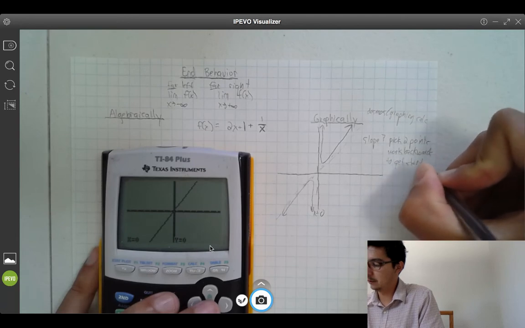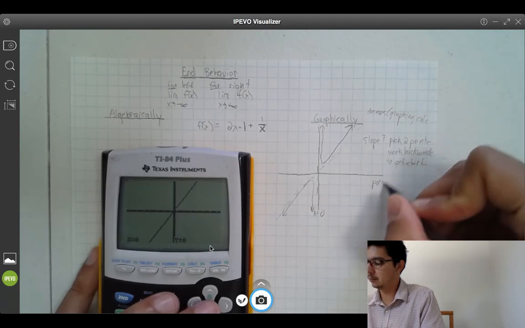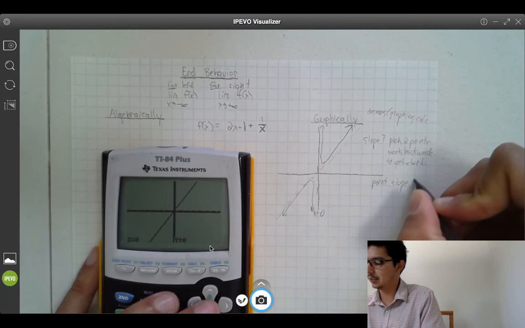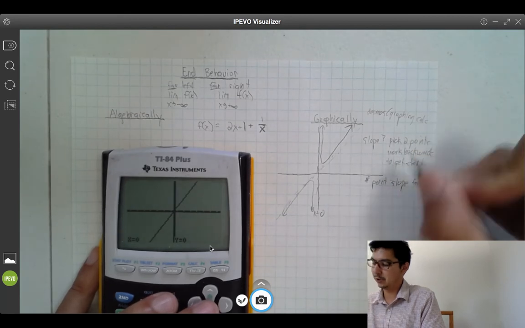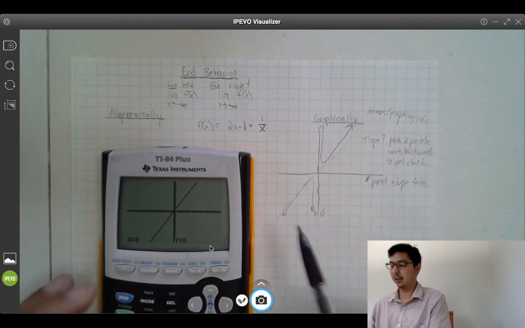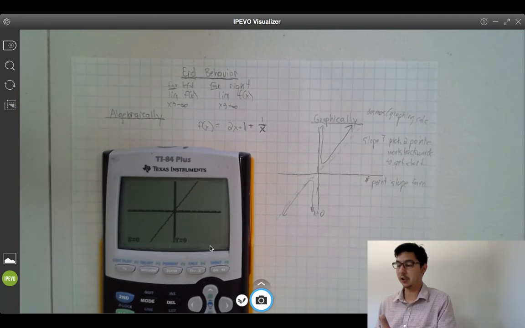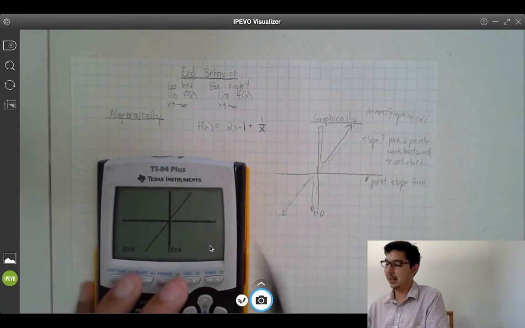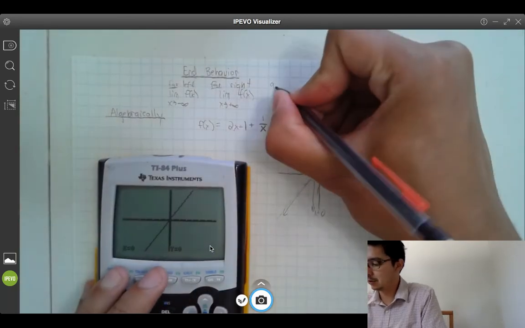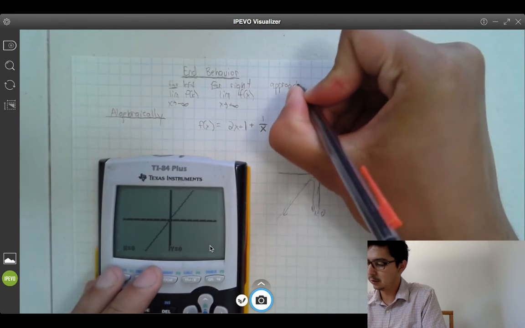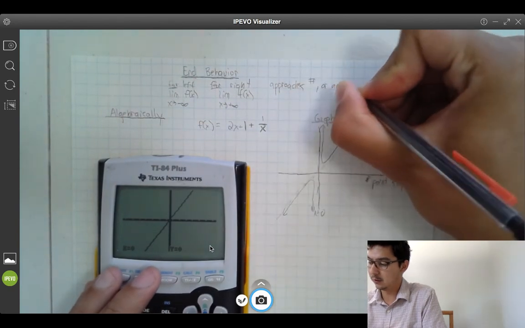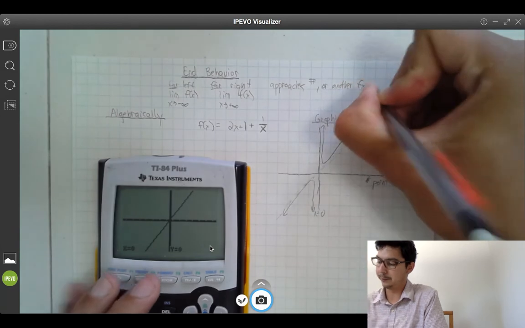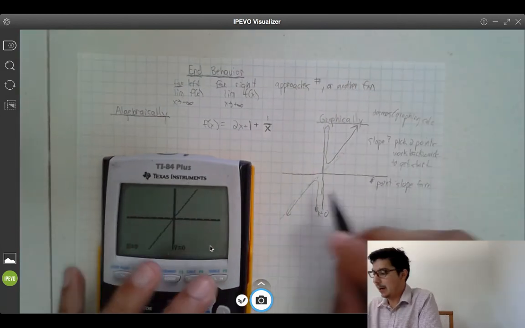Or if you watch my video on point slope form, that's actually the easiest: pick 2 points, find the slope, and then just put it in point slope form. That would tell you the end behavior, the function that it's approaching. Because keep in mind, end behavior sometimes approaches a number or another function. So graphically, that's how you do it.